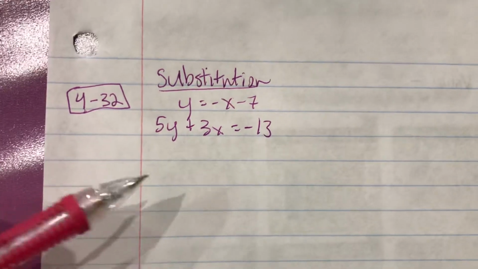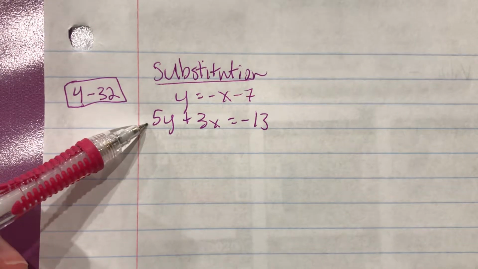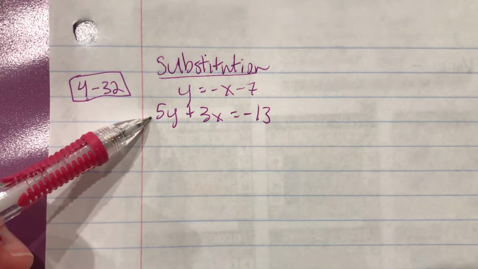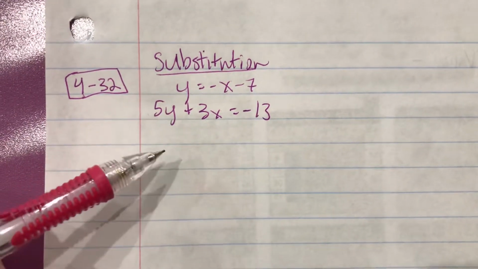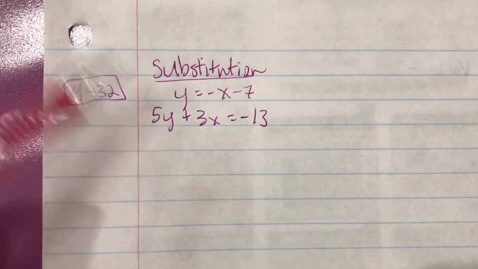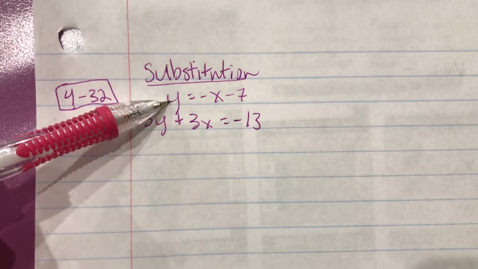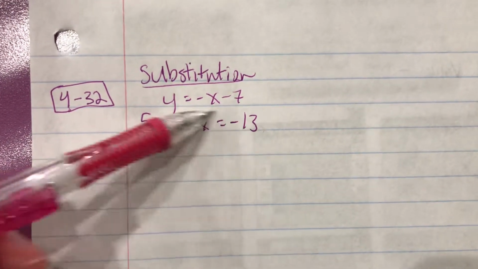So basically, this is a line, and this is also a line if you were to graph these, and you're solving for their point of intersection, where these two lines will intersect. So substitution is best to use when one of the two equations is already solved for one variable, and then the other equation is not.